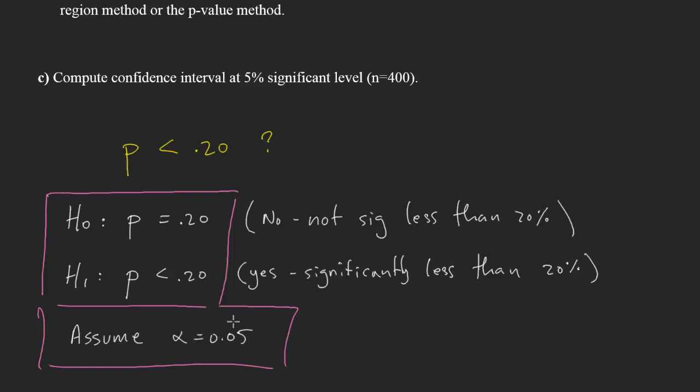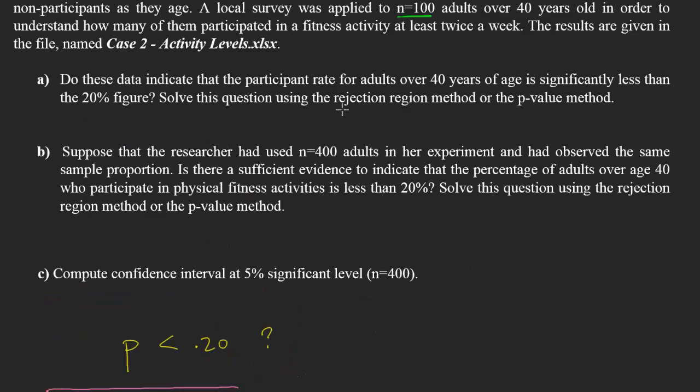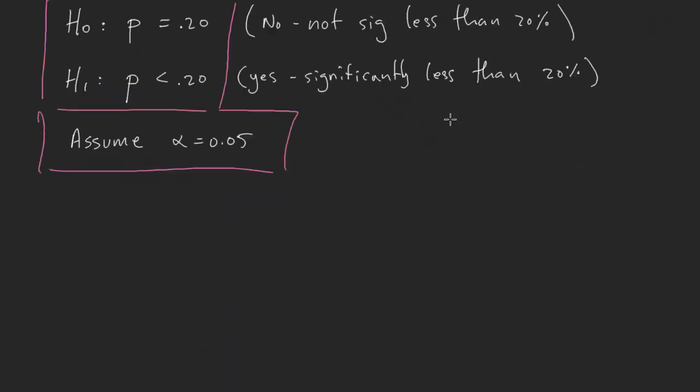Now after this, I think that they told us we could use either the rejection region or the p-value method. And so I'm going to start off by going through the rejection region method. So the rejection region method works like this.